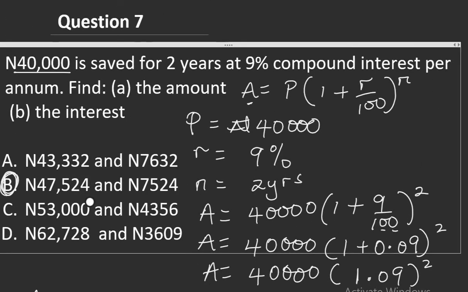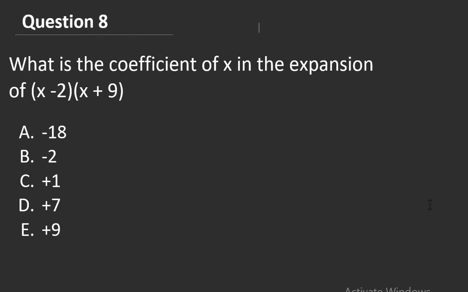All right, let's take a look at question 8. Question 8 says, what is the coefficient of x in the expansion of bracket x minus 2 close bracket bracket x plus 9 close bracket? For us to be able to get the coefficient of x, we must expand this bracket. So we have (x minus 2)(x plus 9).